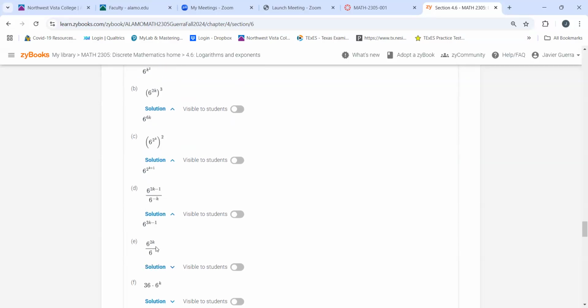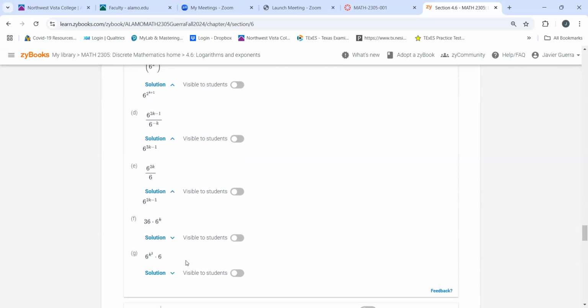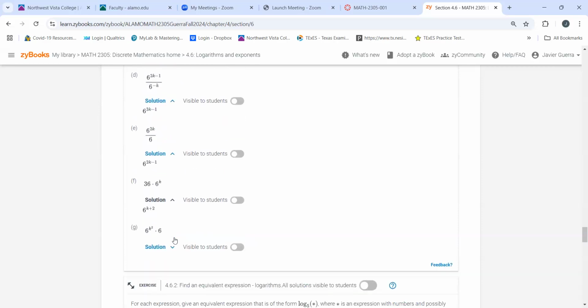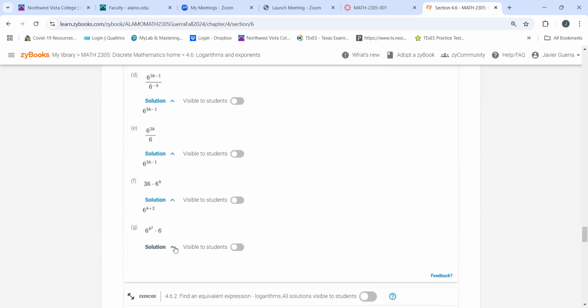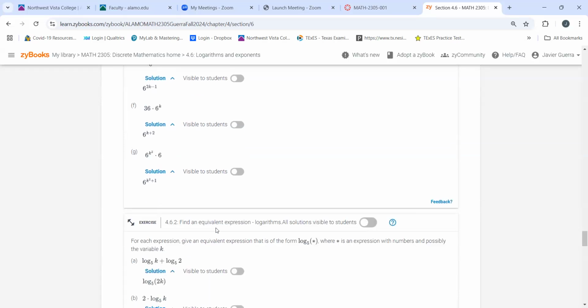Yep. This one I'm subtracting. There's a 1 located there, so this should be 6 raised to the 2k minus 1. For F, I can rewrite 36 as 6 to the second power. So the 2 and the k I have to add, so that should be 6 to the k plus 2. There should be a 1, so that should be 6 to the k squared plus 1. Cool, cool, cool.